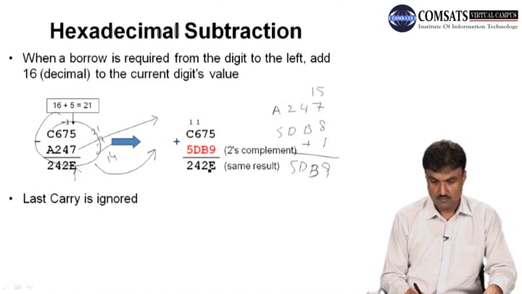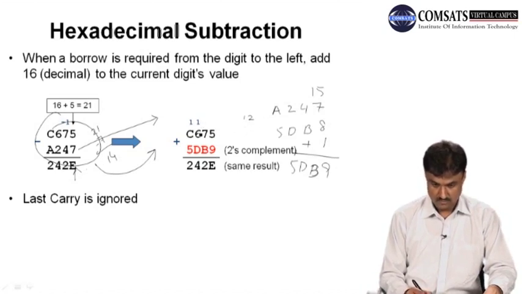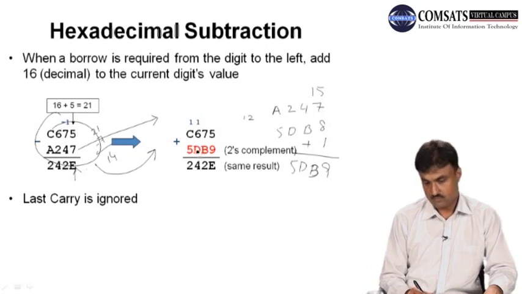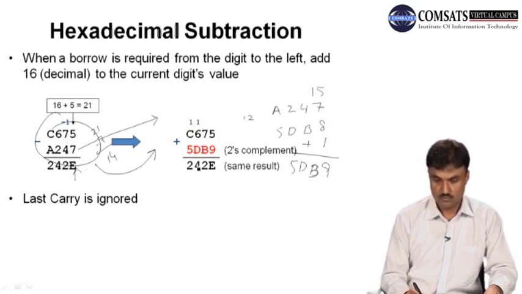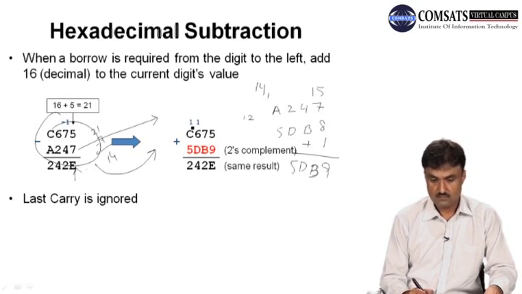So it will be 1, 2 in hexadecimal: the 2 is here, and 1 is carry. D is equal to 13, plus 6, plus 1. So 13 plus 7 is 20, and 20 in decimal converted to hexadecimal is 1, 4. We put 4 here and 1 there, and it will be C5.